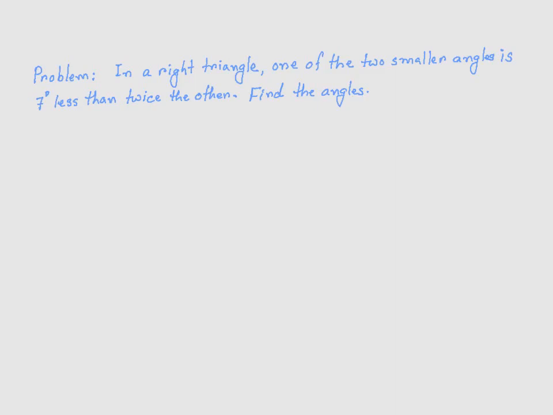In this video, I am going to solve this problem involving geometry, in particular involving triangles. We are given the following. We have a right triangle, which means one of the angles is 90 degrees. In that right triangle, one of the two smaller angles is 7 degrees less than twice the other, and we need to find the angles.